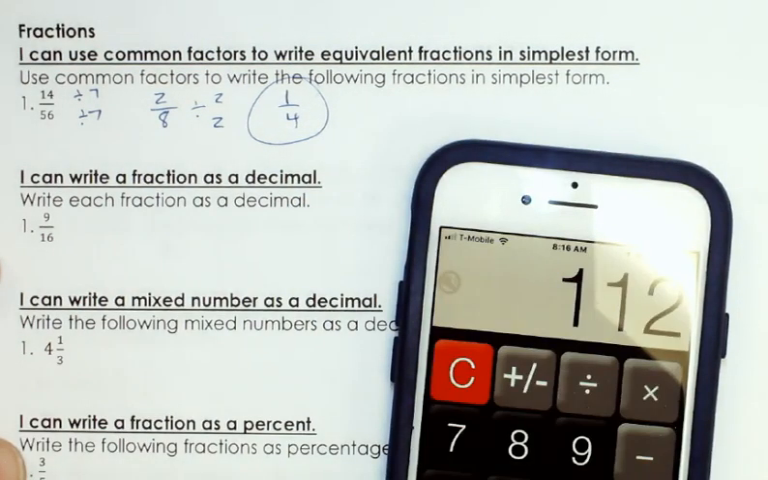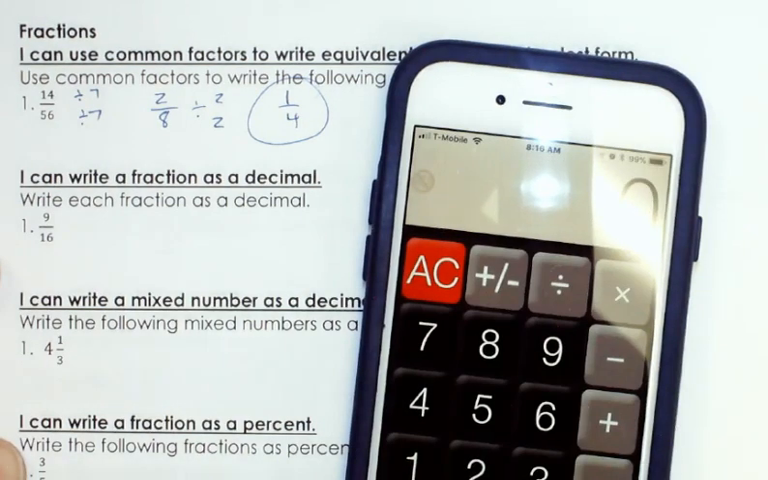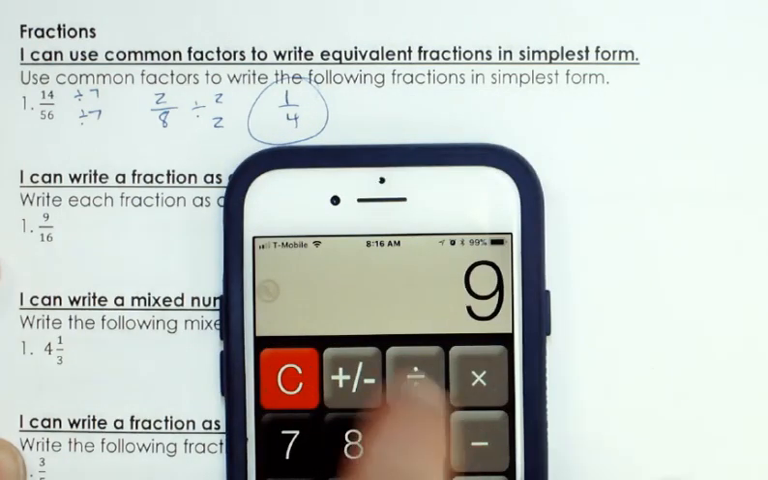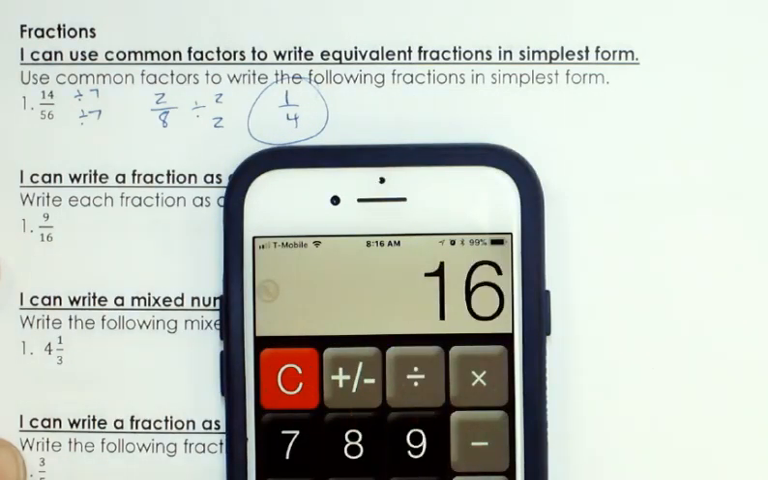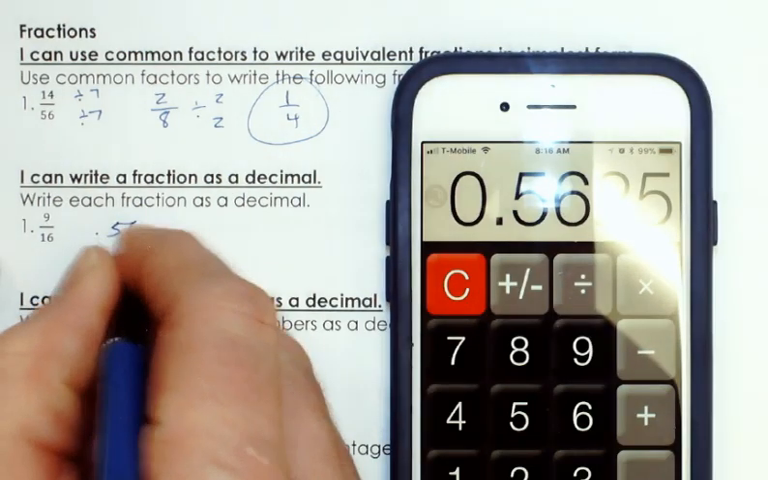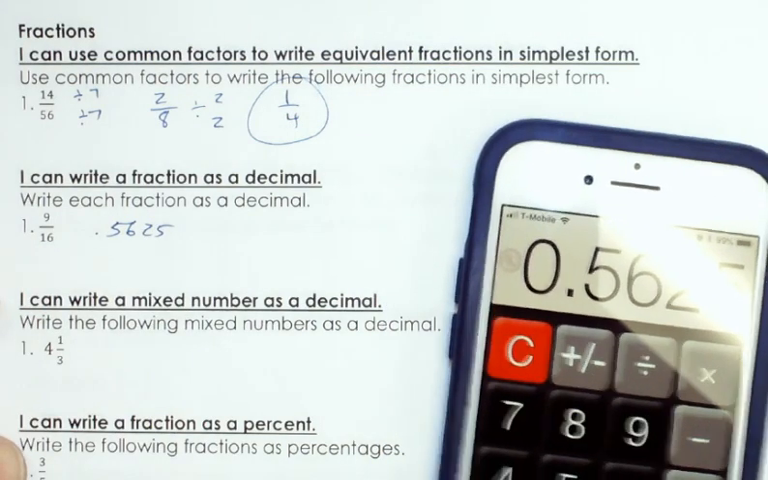I can write each fraction as a decimal. All right, this is definitely a calculator target. So all you do is just divide it, put it into the calculator. That's so you can see it. 9 divided by 16 equals, this one here as a decimal is 0.5625.